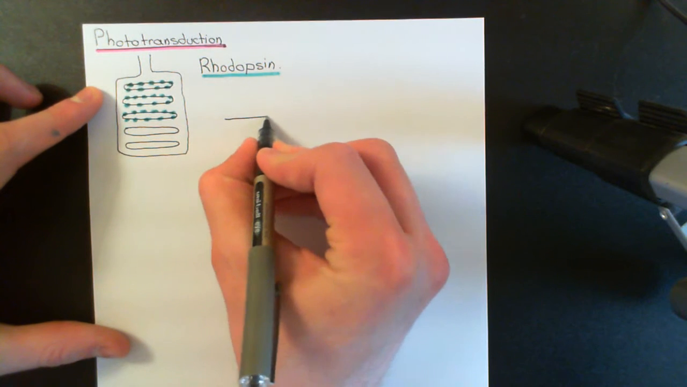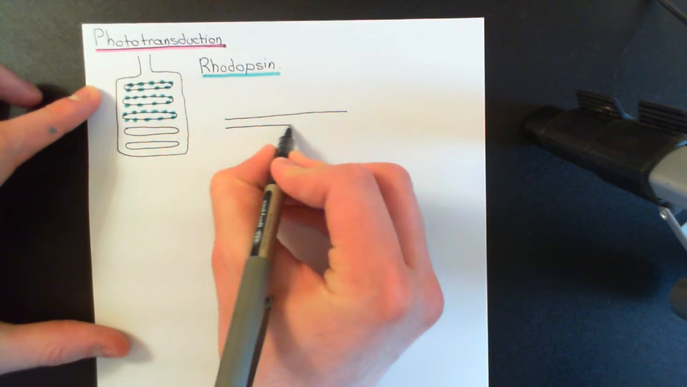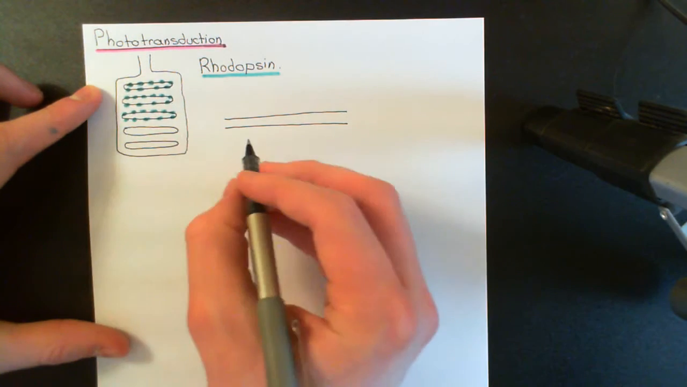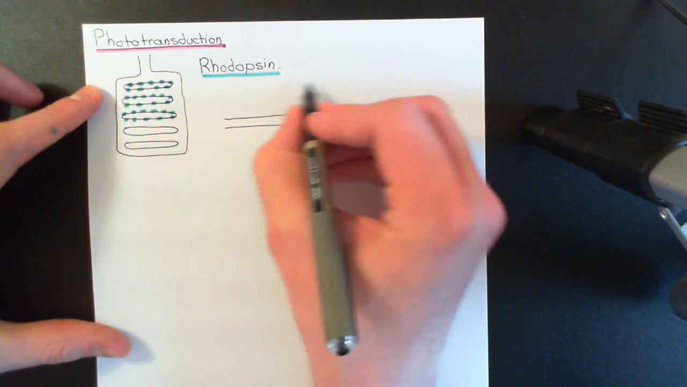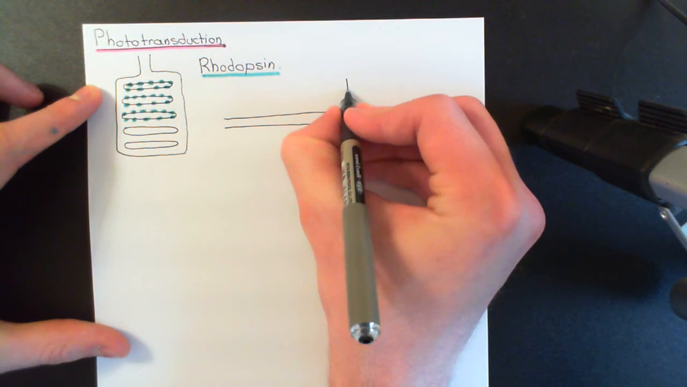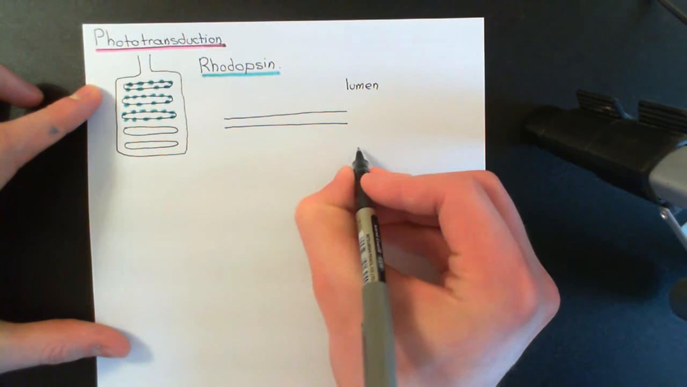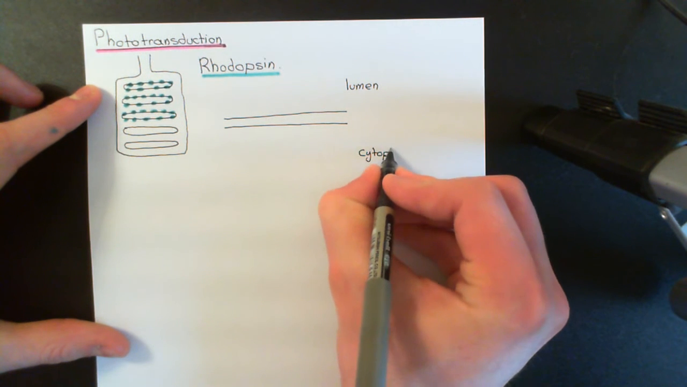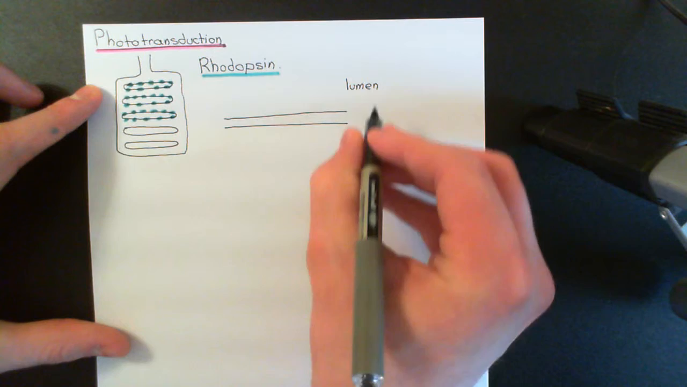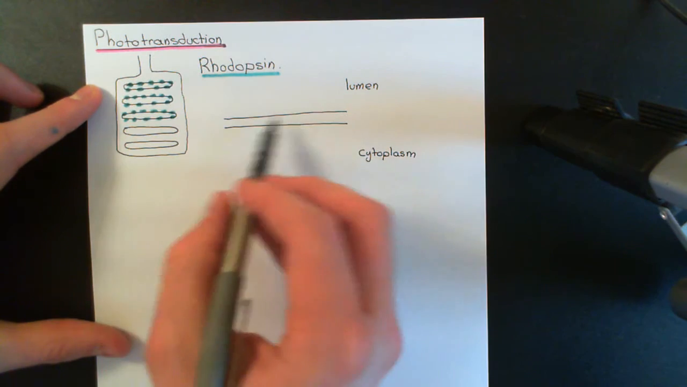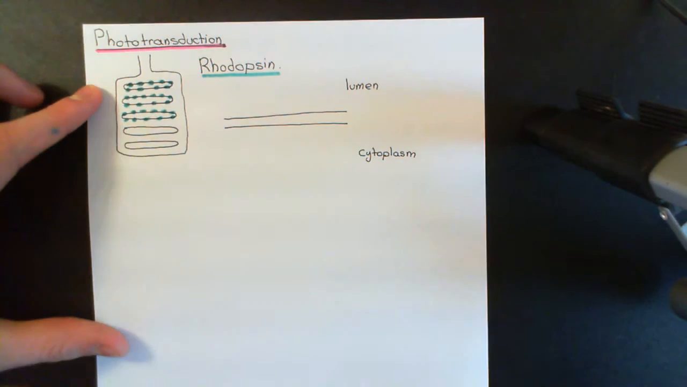Now, rhodopsin is made up of 2 separate components. It's made up of a component called opsin, which is the protein, and it's made up of a small molecule called 11-cis retinal. And we'll begin by discussing opsin. So let me draw the membrane of one of these discs, and to orient you, this side will be the side facing into the center of the disc, so we'll call that the lumen of the disc, and this side will be the cytoplasmic side. Okay, so those are the 2 sides of this membrane. So this is one of the phospholipid bilayers of one of these discs.